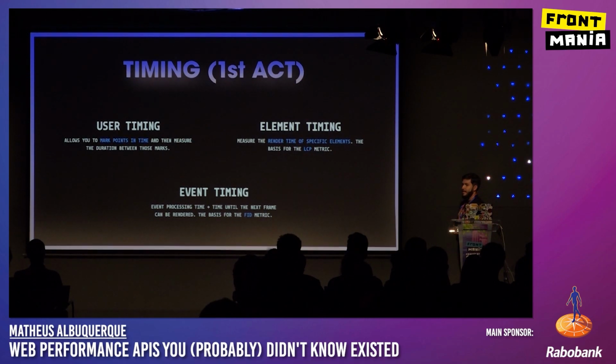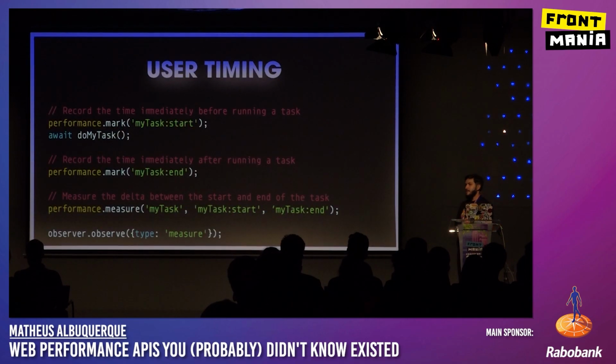Now the timing APIs. Because we had a lot of timing APIs, I split those into 2 different groups. The first one is user, element, and event timing. User timing is probably the easiest one. Basically, it works by you defining some marks, and then you create deltas between the start and end of those marks, and then you observe for these measures.